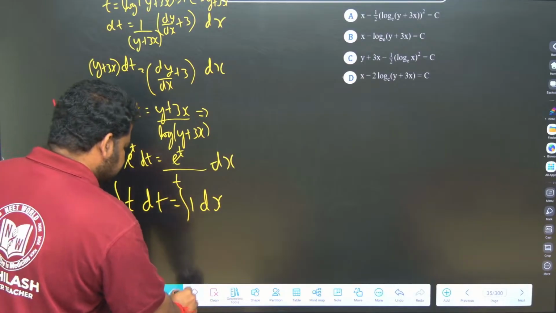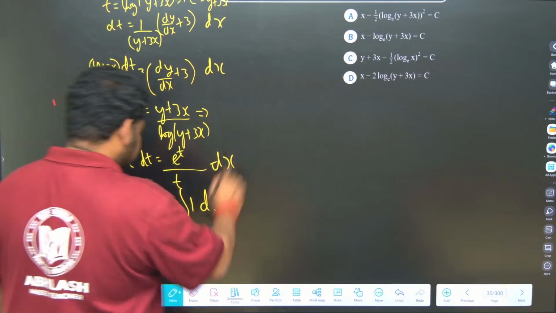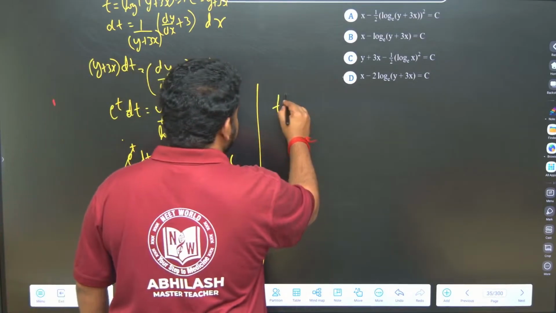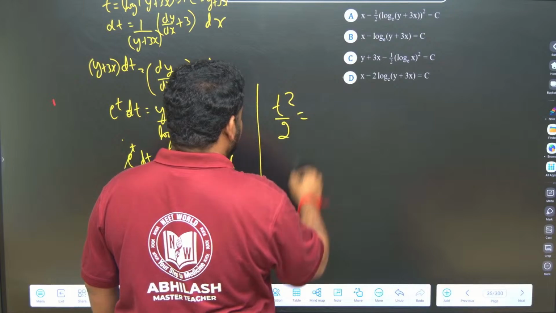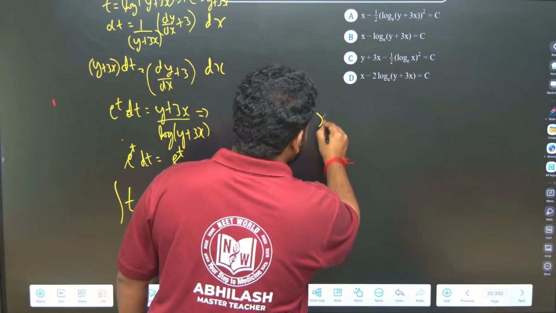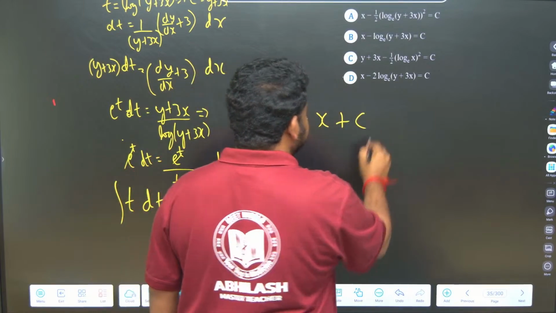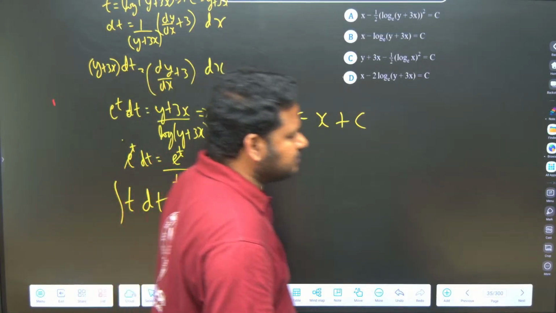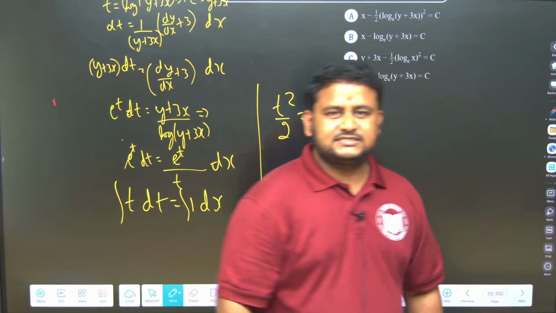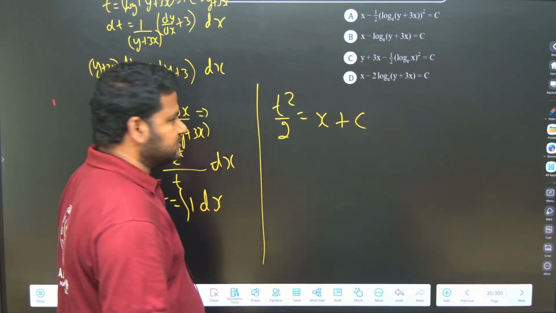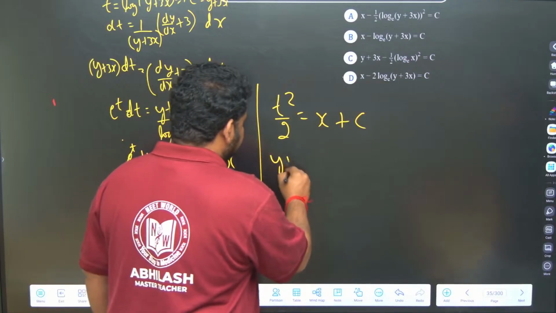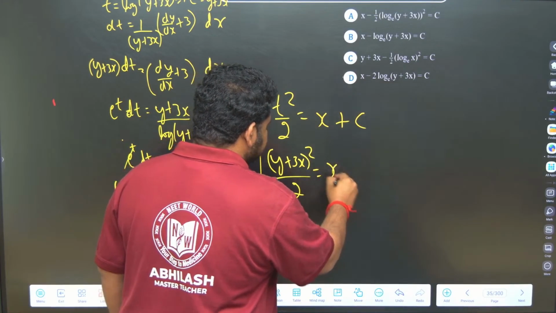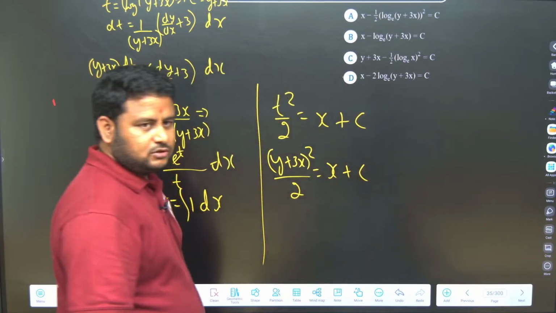So integral of t is nothing but t square by 2. T square by 2 is equal to x plus c. Now t is nothing but y plus 3x. So y plus 3x whole square by 2 is equal to x plus c.